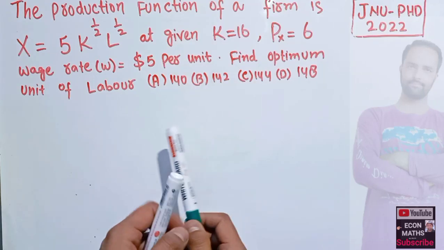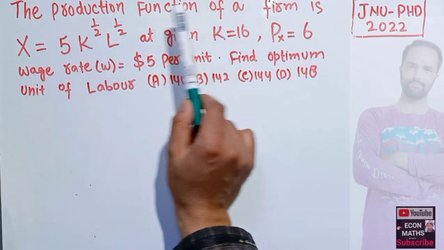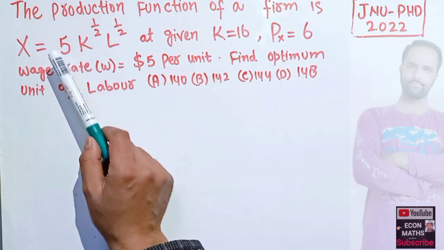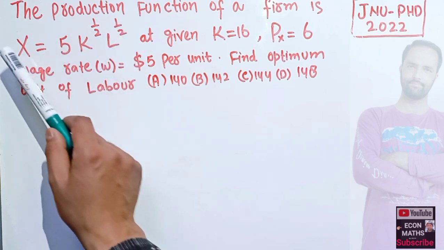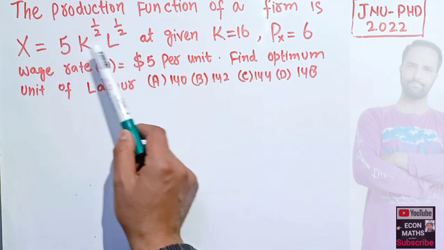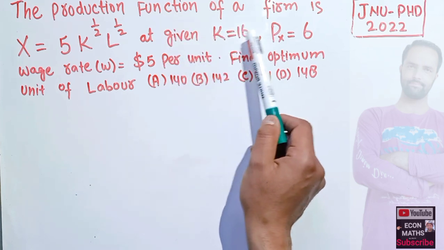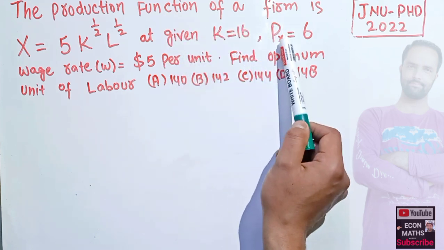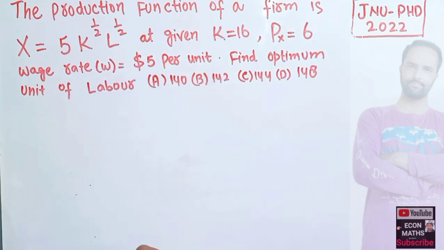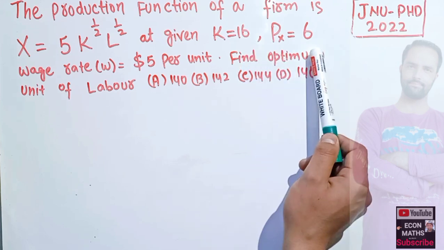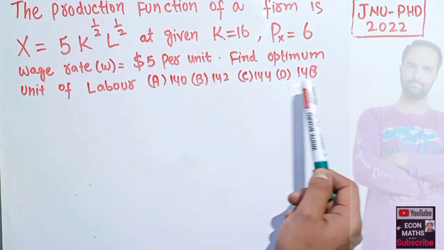The question is to find out the optimum unit of labor. The question goes like this. The production function of a firm is x is equal to 5 times k to the power 1 upon 2 times L to the power 1 upon 2, where x is the output, k is the units of capital, L is the units of labor. Given capital is equal to 16 units, price of output is $6 and wage rate is $5 per unit. Find the optimum unit of labor. The options are 140, 142, 144 or 148.